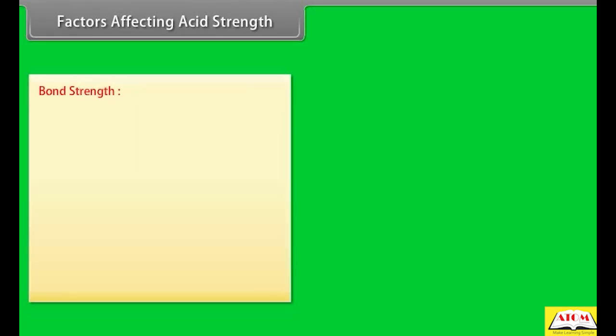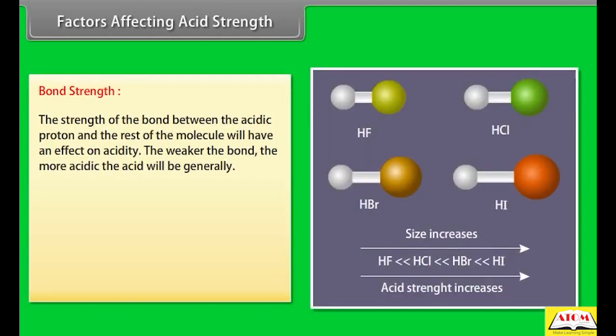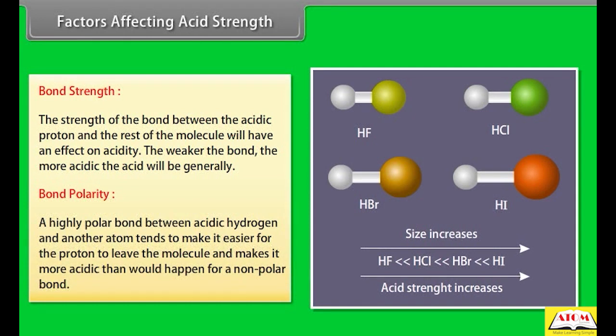Factors affecting acid strength. Bond strength. The strength of the bond between the acidic proton and the rest of the molecule will have an effect on acidity. The weaker the bond, the more acidic the acid will generally be. Bond polarity. A highly polar bond between the acidic hydrogen and another atom tends to make it easier for the proton to leave the molecule and makes it more acidic than would happen for a non-polar bond.